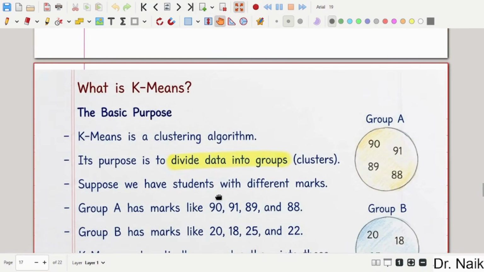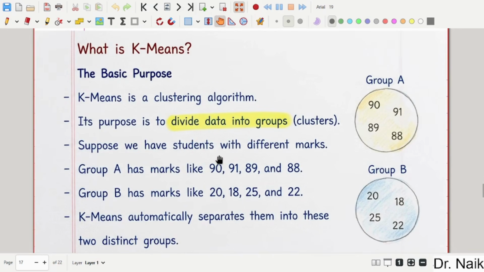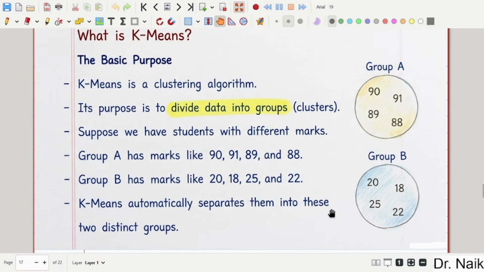Now consider some basic concepts. What is k-means? K-means is a clustering algorithm. Its purpose is to divide the data into groups, that is, clusters. Suppose we have students with different marks. Group A has marks 90, 91, 89, 88 and group B has marks like 20, 18, 25 and 22. K-means automatically separates them into these two distinct groups.